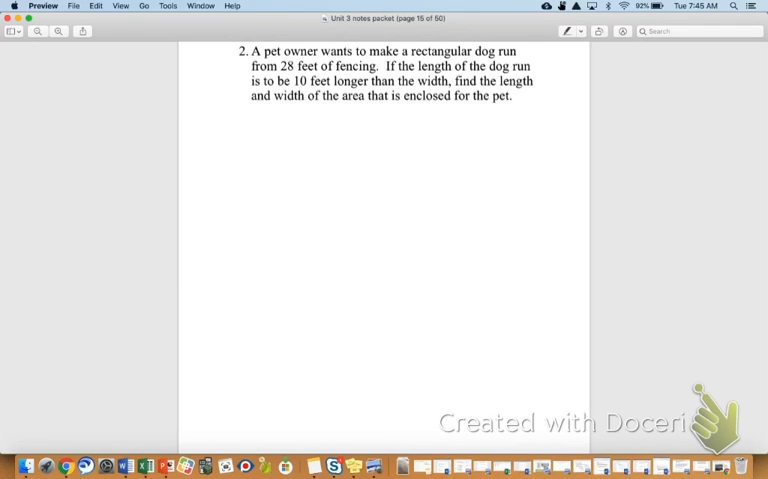Okay, number 2 says, a pet owner wants to make a rectangular dog run from 28 feet of fencing. If the length of the dog run is to be 10 feet longer than the width, find the length and width of the area that's enclosed for the pet. I think a picture here is a good idea. So I'll draw this rectangular dog run, and we'll try to label some sides. I know that I've got a total of 28 feet of fence, so that would be all 4 sides. So if I think about all 4 sides added up, it's got to be 28 feet of fence.